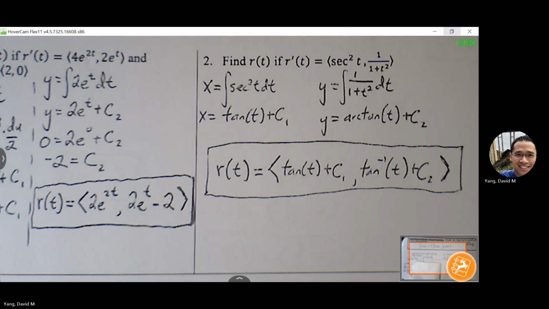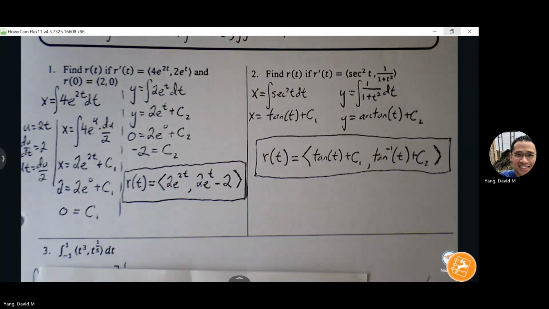Okay, try number 3. Just like how we handled 1 and 2, this is now a definite integral. So just split this up into two problems. Do the integral from negative 1 to 1 of t cubed. You're going to get a number out of it. And then do the integral from negative 1 to 1 of t to the 1/3. You get a number out of it. Because ultimately all your variables will go away, your answer will just be in component form, but these two will both be numeric values.